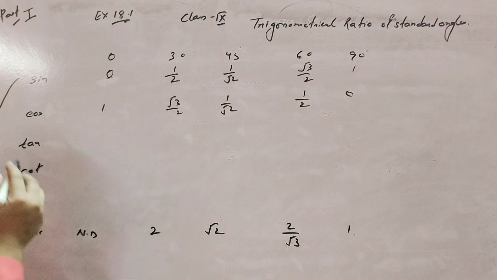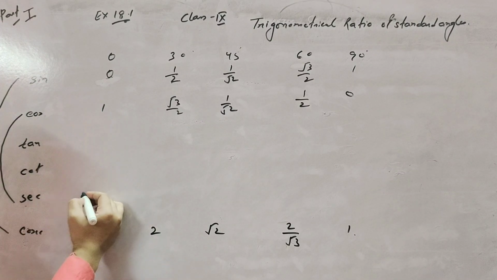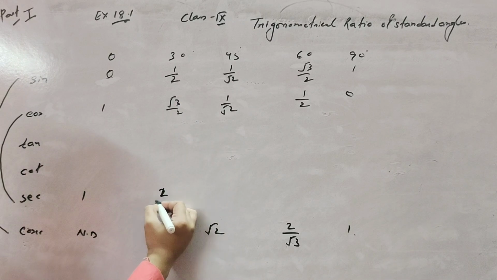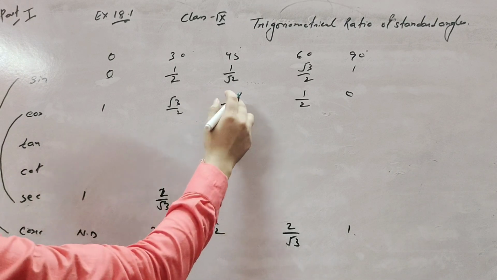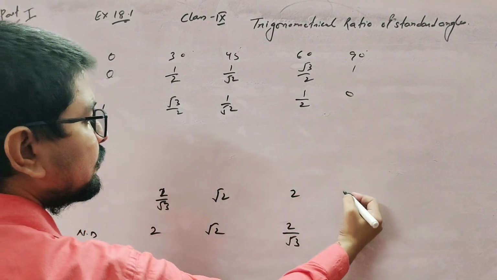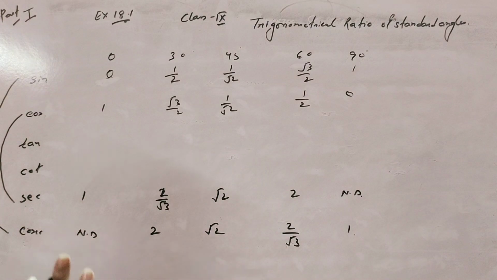Okay, we know the reciprocal relation between cos and sec. 1 reversed is 1, root 3 by 2 reversed is 2 by root 3, 1 by root 2 reversed is root 2, 1 by 2 reversed is 2, and 0 reversed, 1 divided by 0, is not defined.